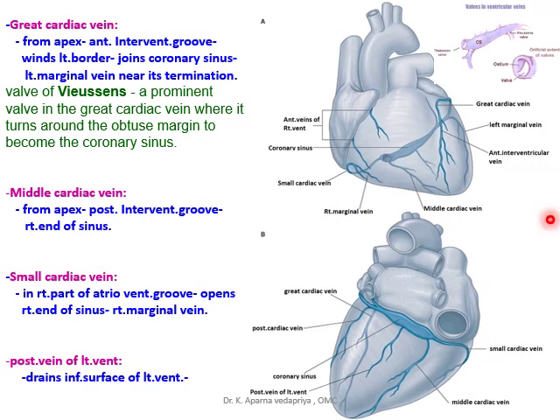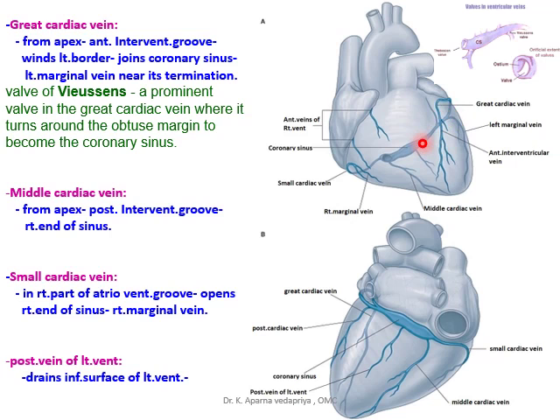So let us see each in detail. The great cardiac vein. This is the great cardiac vein. So it collects the blood from the apex and is seen in the anterior interventricular groove, which is accompanied by the anterior interventricular artery, winds round the left border and then joins the coronary sinus. And the left marginal vein is joined near its termination into the coronary sinus. So there is a valve at its entry into the coronary sinus, which is called the valve of Vieussens.